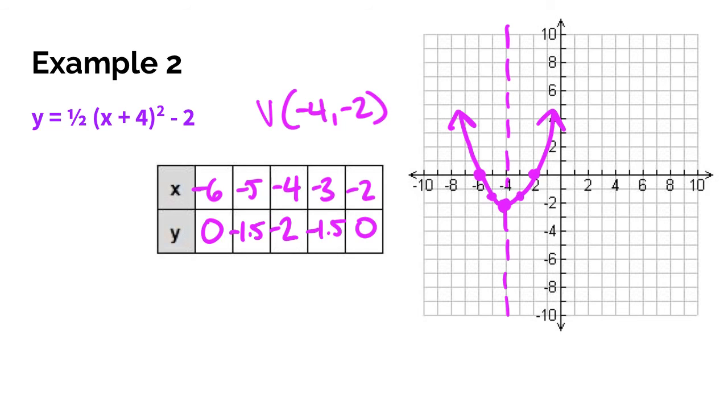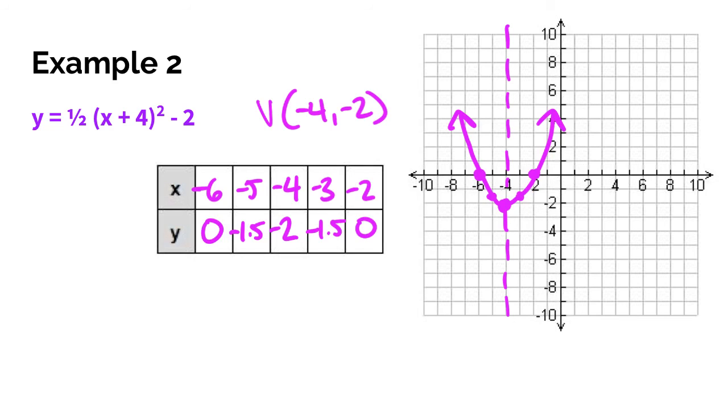Alrighty then, so my vertex would be at -4, -2. And then plotting the rest of my points, my outputs, I would get 0, -1.5, -1.5, and 0. Plotting these points again, I have my axis of symmetry and my vertex, and then I have my points on either side. The 1/2 again, it's positive, so it's going to be facing upward, and that 1/2, you'll see the points kind of crammed in here, is going to shrink my graph down and make it a little bit wider.